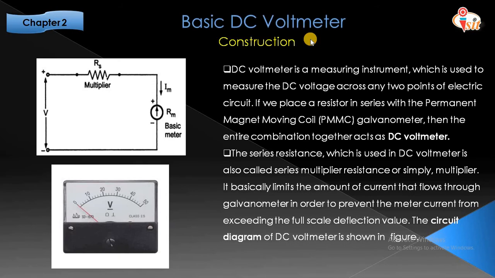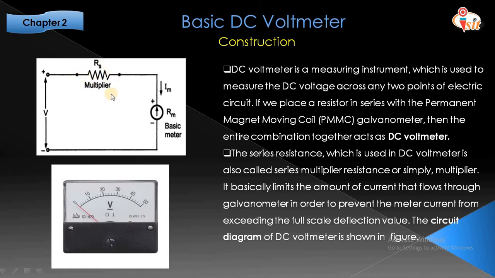Now what is a basic DC voltmeter? The constructional diagram of the basic DC voltmeter is shown here, and this is the exact diagram of the basic DC voltmeter. This DC voltmeter is used for measurement of only DC voltage. Now see here again, this is a permanent magnet moving coil instrument. This is an RS multiplier. In the ammeter there is RSH, in the voltmeter there is RS.